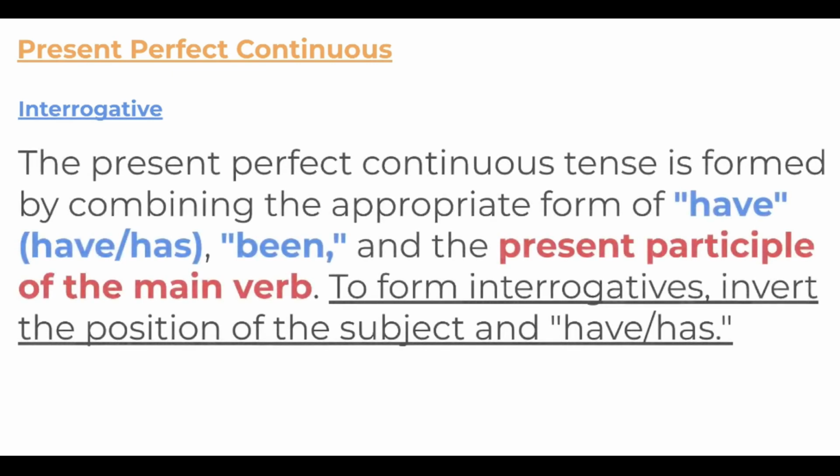Interrogatives. What do we do here? Okay, so everything stays the same. What do we do though? We want to invert, or in other words swap, the position of the subject and that auxiliary verb have and has.